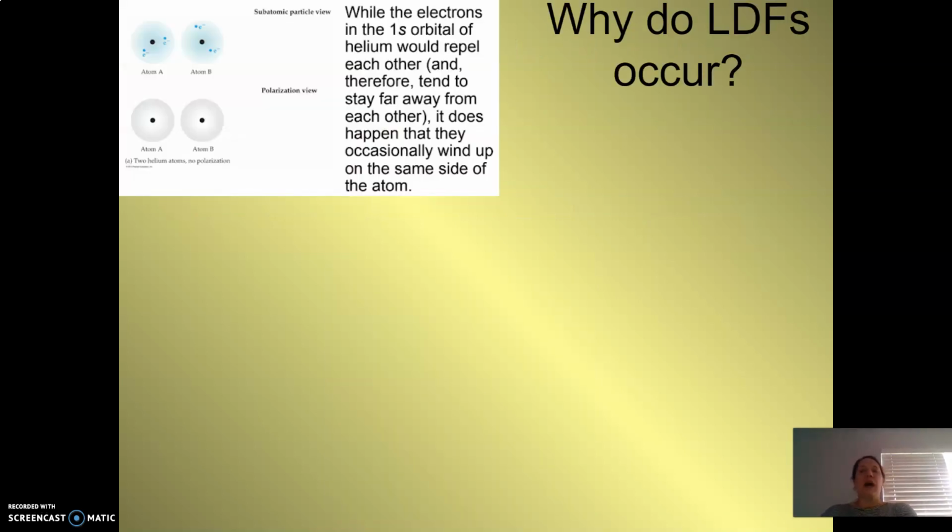Okay. So why do London dispersion forces occur in the first place? Let's take a very simple example of two helium atoms like are shown here. We have two helium atoms shown in the top here, and this is showing our subatomic particles. So electrons we know are constantly moving around each atom. If I put these two atoms close enough together, occasionally the electrons would line up, both electrons may be on the left side of this atom B because they're randomly moving and occasionally they'll end up like that.